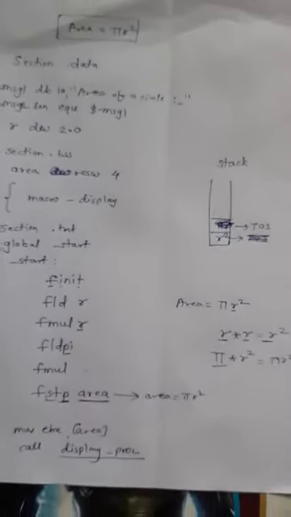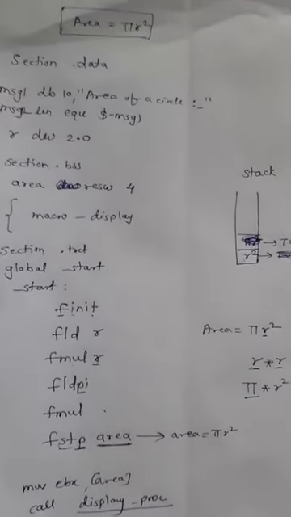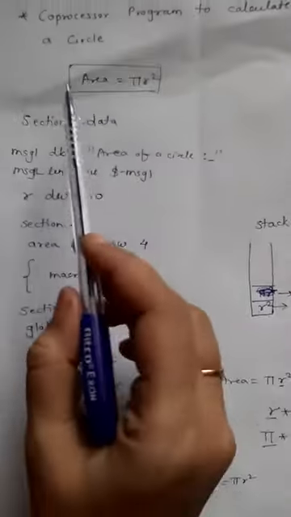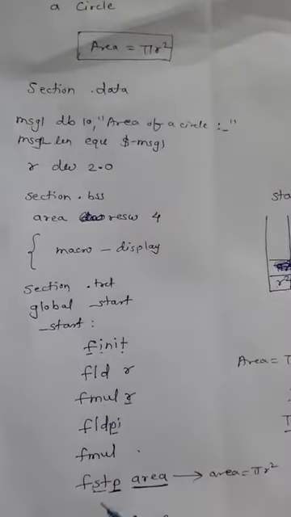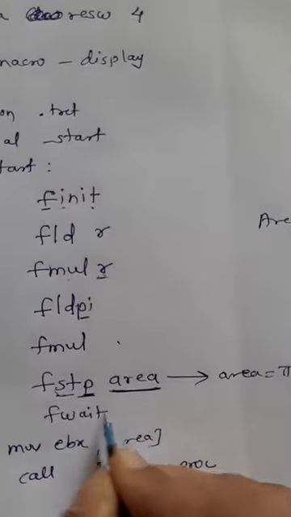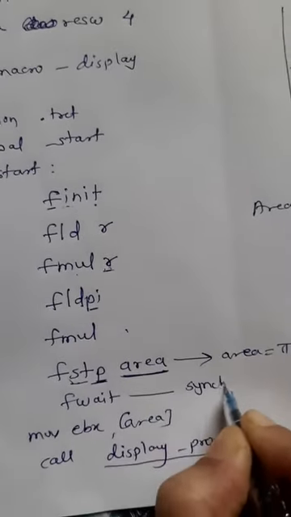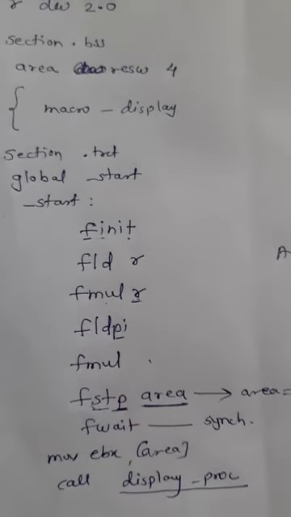So this is the program to calculate the area of a circle using the coprocessor 80387 instruction set. Likewise, if you have any formula like this, you can write the program for 80387 like this. Always we have a starting instruction, that is finit, and after the last instruction of this we have an fwait instruction, which waits for the synchronization between the coprocessor and the processor, and then we can write our normal 80386 program. Thank you.